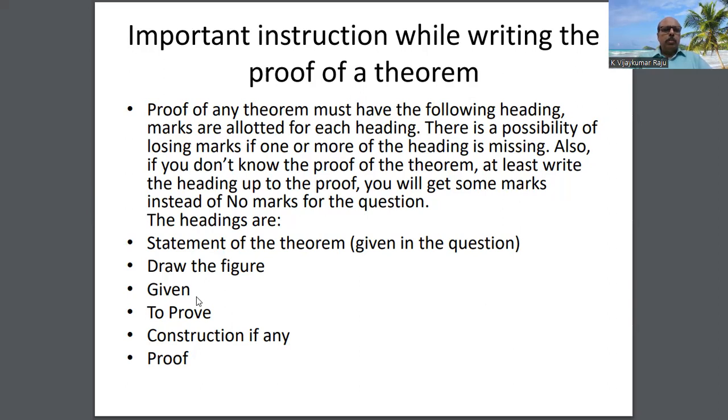Now what you have to prove? You have to prove that the ratio of sides are equal, that is AD upon DB is equal to AE upon EC. And if you need to do some construction, then you have to join certain points to modify the figure to facilitate the proof of the theorem. Okay. So make sure that you are writing at least this, so you will get some marks instead of getting a 0 for the question. Now let us continue with the proof.